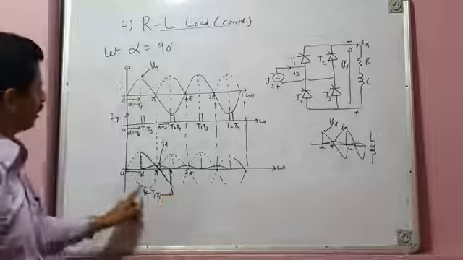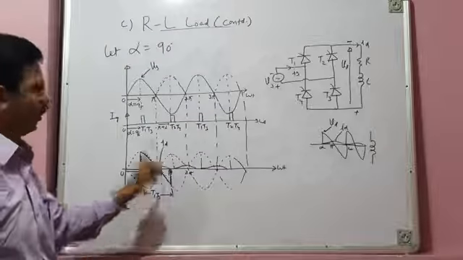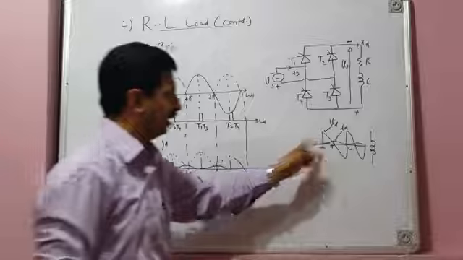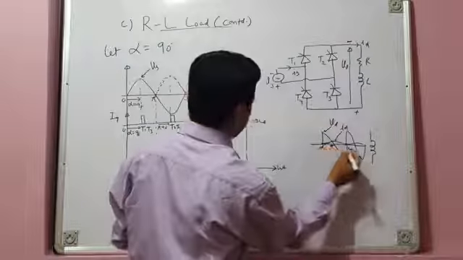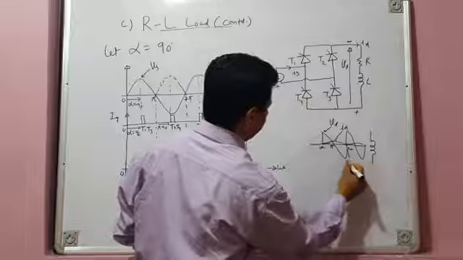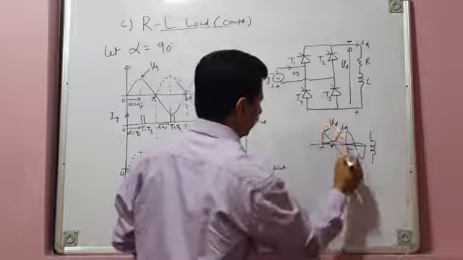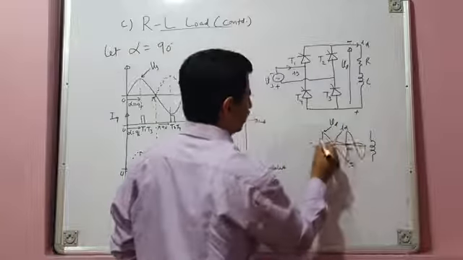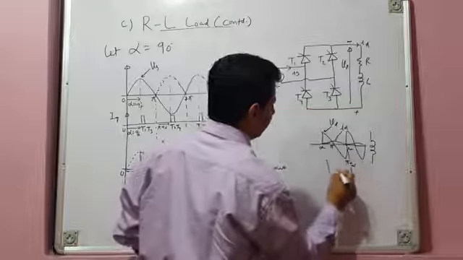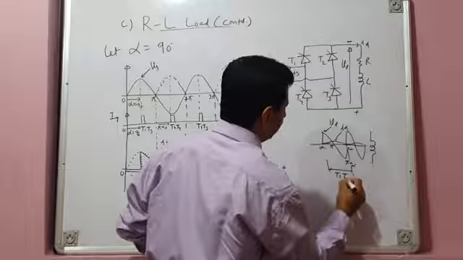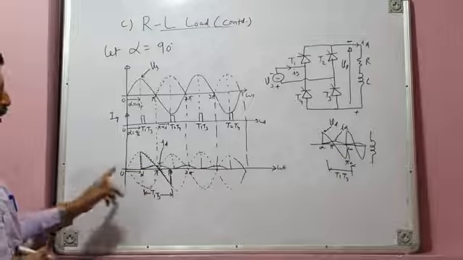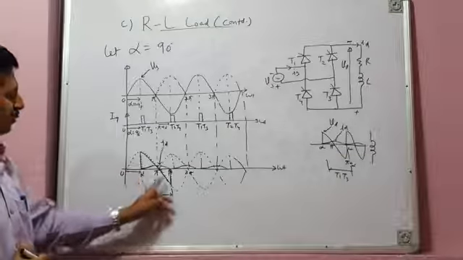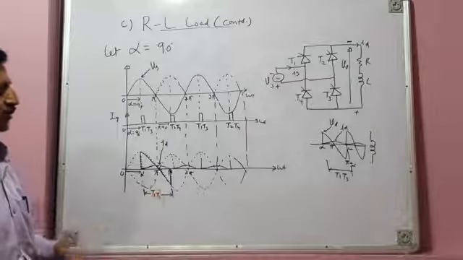So the conduction is from alpha to beta, not from alpha to pi plus alpha, as was the case for purely inductive load. For purely inductive load, this was alpha and this was the next instant of firing, pi plus alpha. The current was continuous, just continuous. And the T1, T3 pair was conducting from alpha to pi plus alpha. But that is not the case for RL load. For RL load, the T1, T3 pair conducts from alpha to beta.